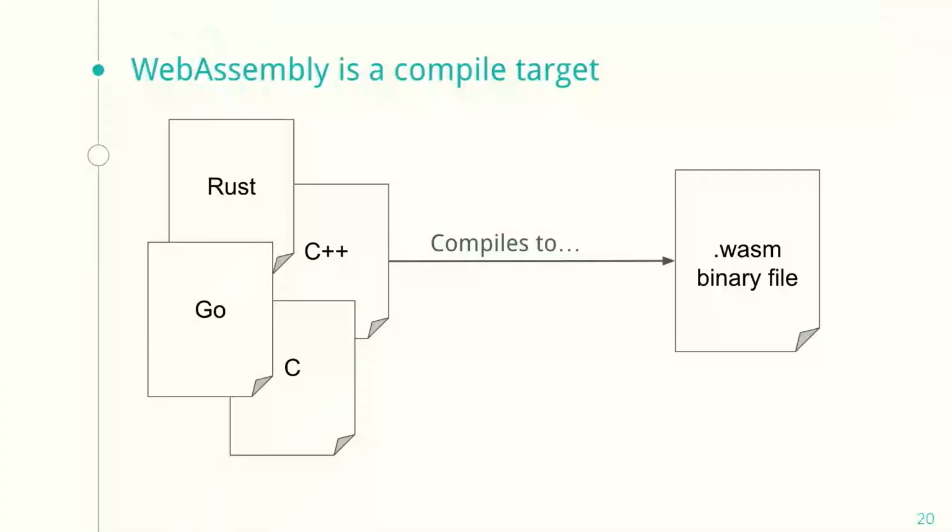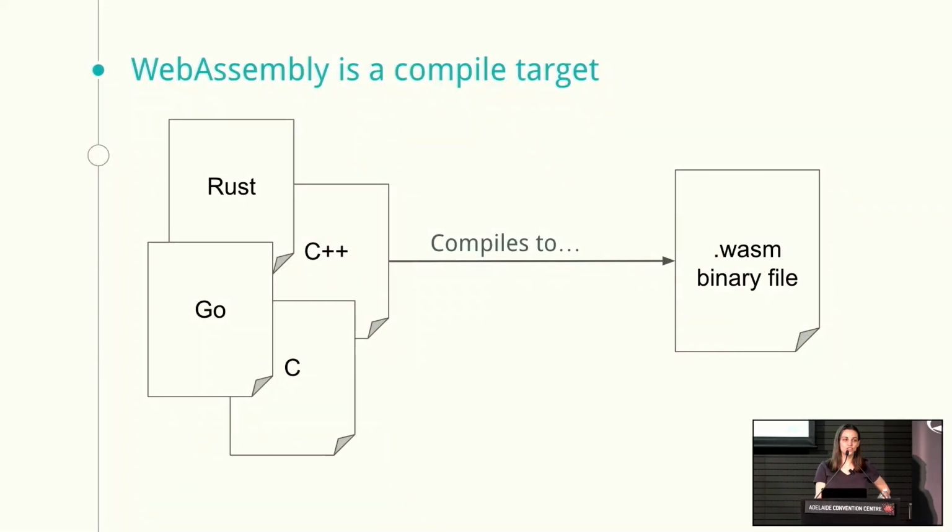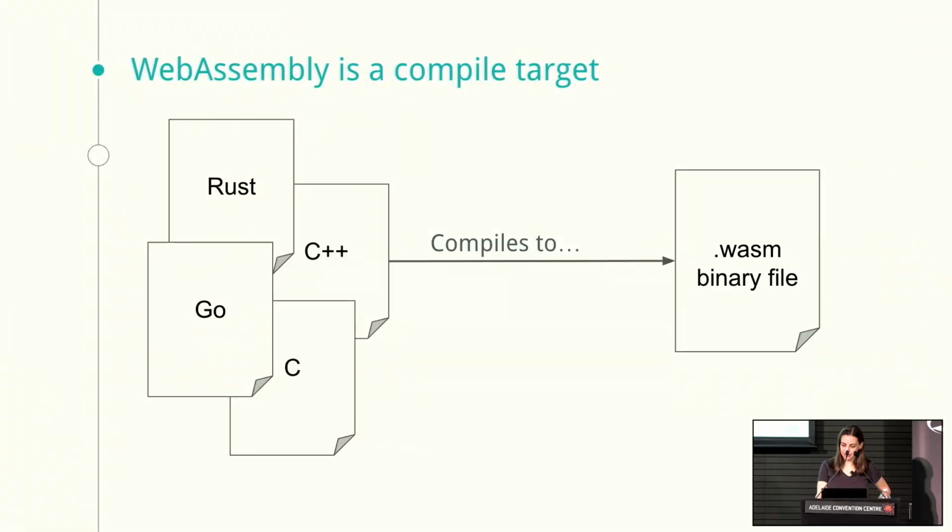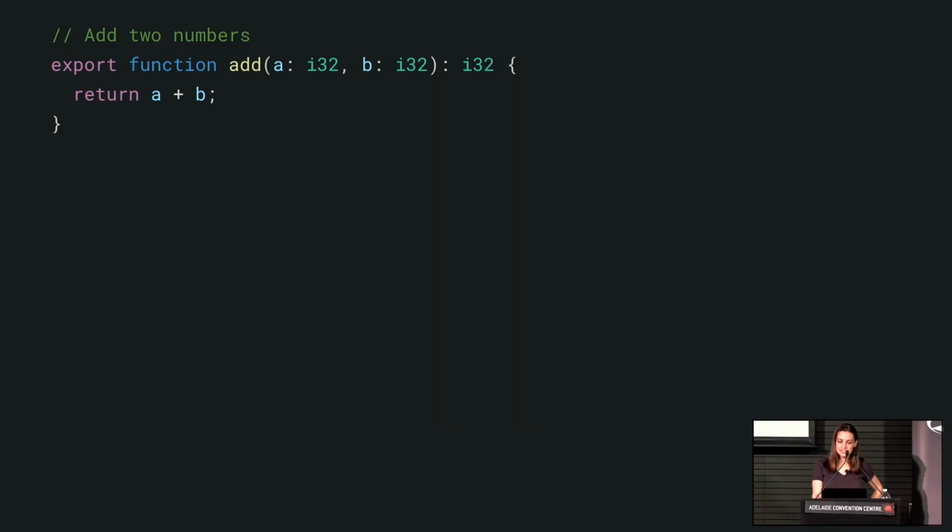And WebAssembly itself has this application, but we're using it for something slightly different. So WebAssembly is a compile target. You can take code that is normally compiled to your architecture's bytecode and instead compile it to a WebAssembly binary file. So here's an example.